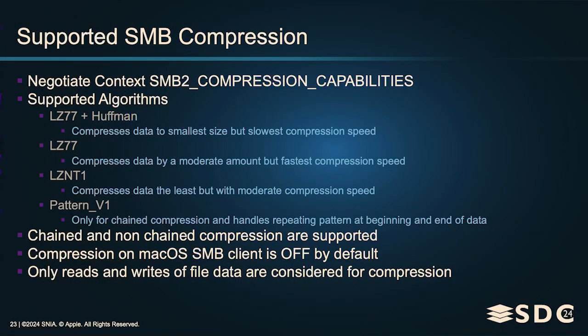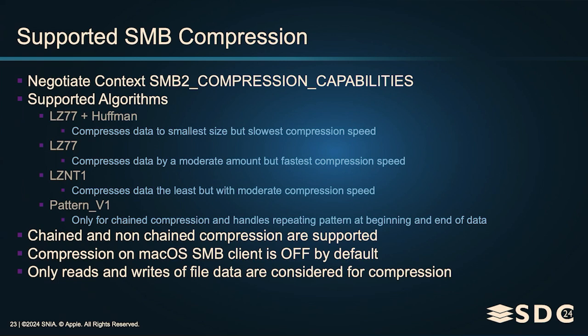What do we support? We support LZ77 plus Huffman, which for our system and my testing, I found compressed the data to the smallest size, but it costs the most in CPU cycles. The LZ77 compressed by a moderate amount, but it actually seemed to require the least amount of CPU. And then the LZNT1 had the least amount of compression, but it actually had a medium compression speed.